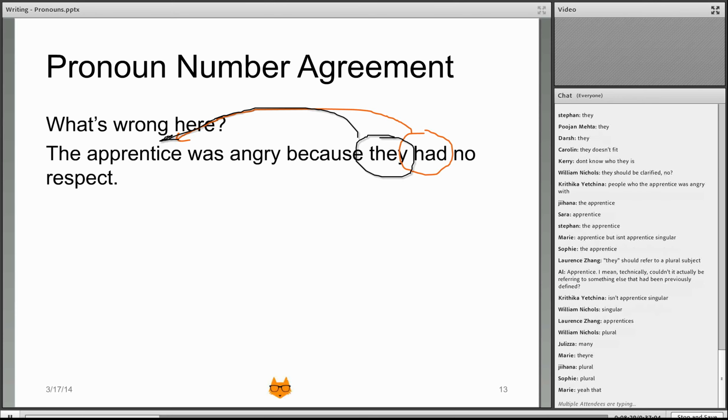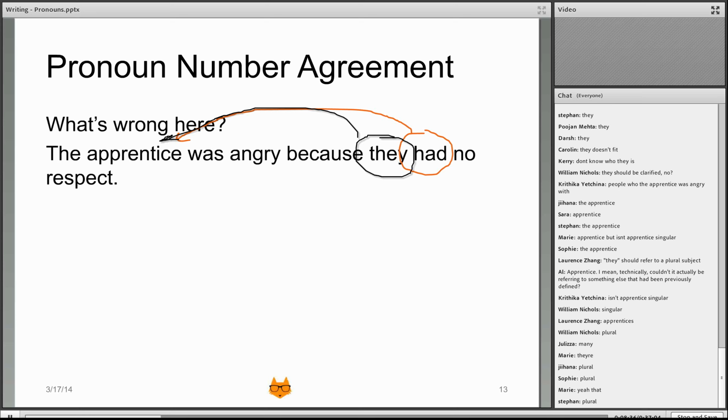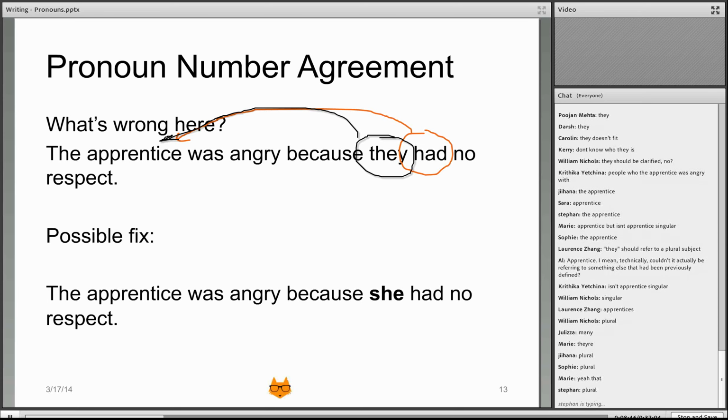So pronouns need to agree in number with their referent, right? You want to match singular pronouns with singular referents and plural pronouns with plural referents. So possible fix here: the apprentice was angry because she had no respect. She is singular, which matches apprentice singular. There are many possible fixes here, but that's just one.